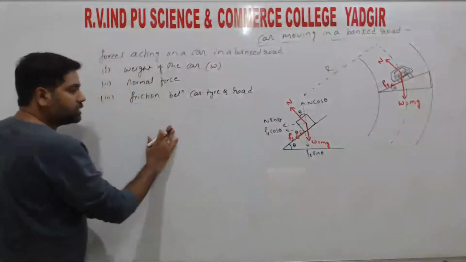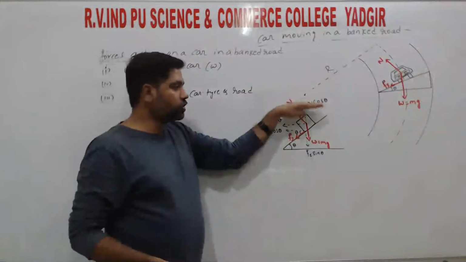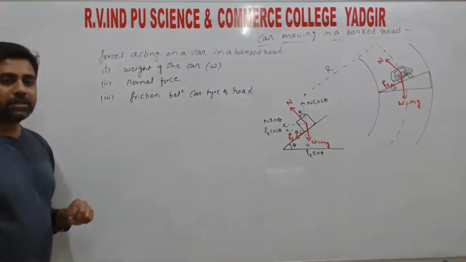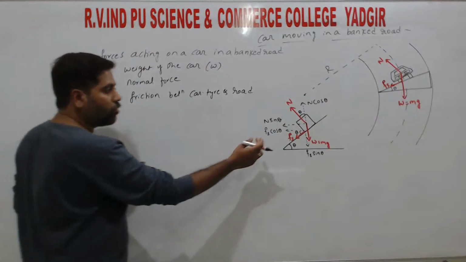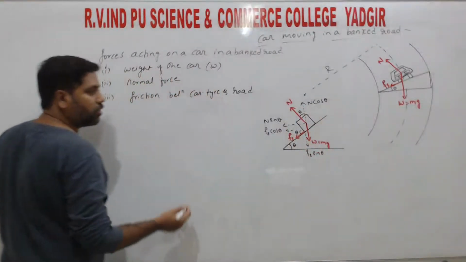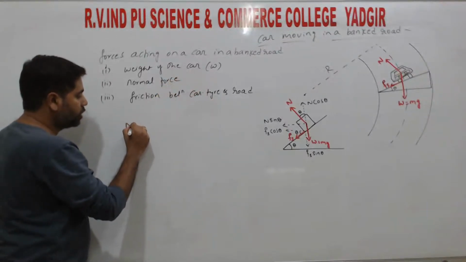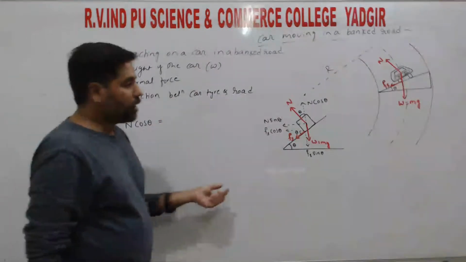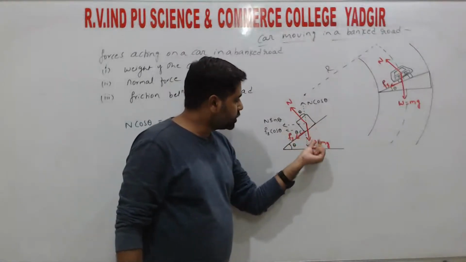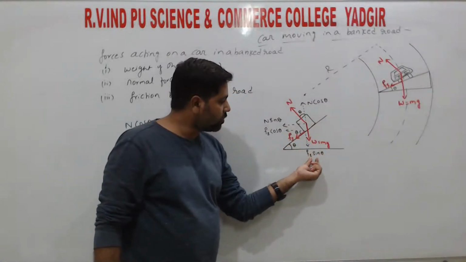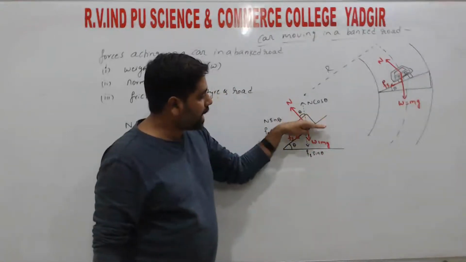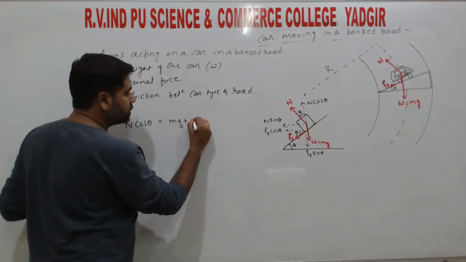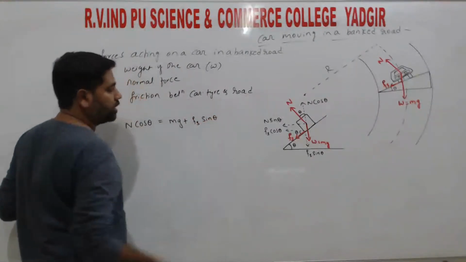So now, balancing the forces. Balancing the forces means upward forces equal downward forces and inward force equals outward force. That is what we call balanced forces, or balancing the forces. So now, the first force is n cos theta, which is acting in the upward direction, right? That is equal to the forces acting downwards. Here the forces acting downwards are the weight of the car and Fs sin theta. So n cos theta equals mg plus Fs sin theta, right?